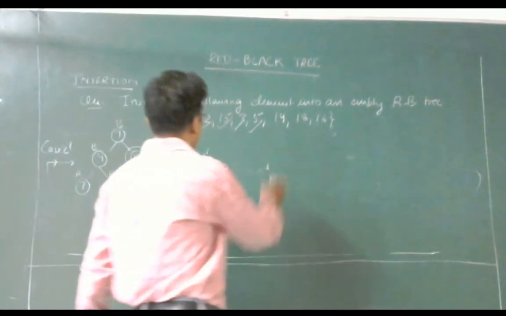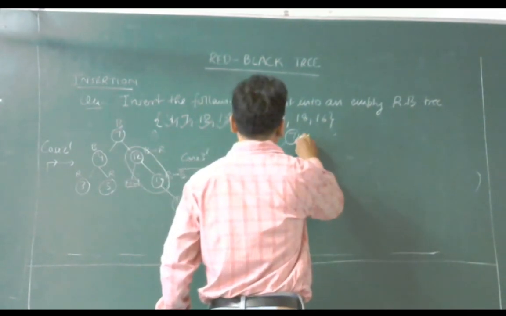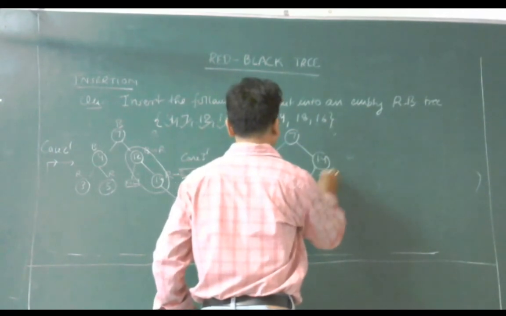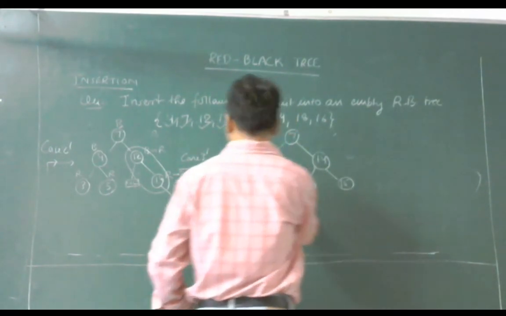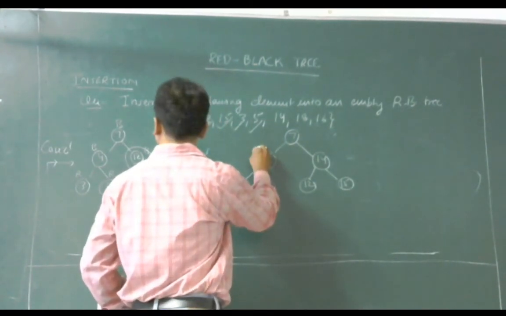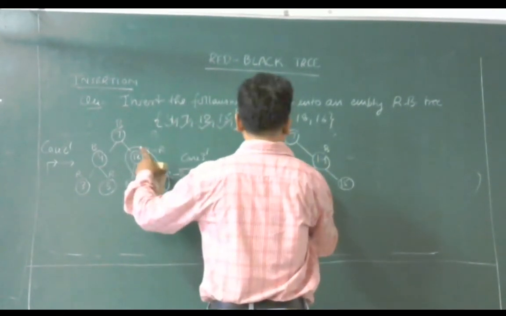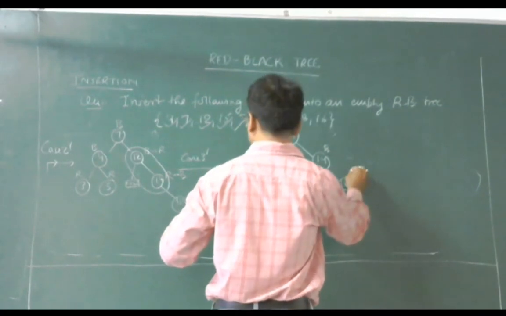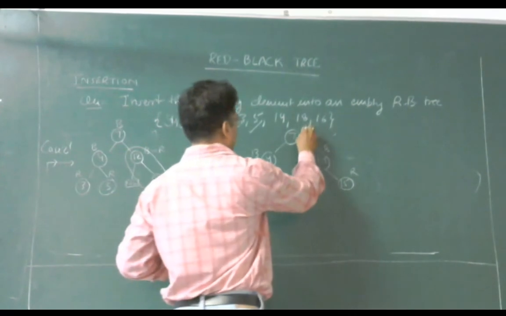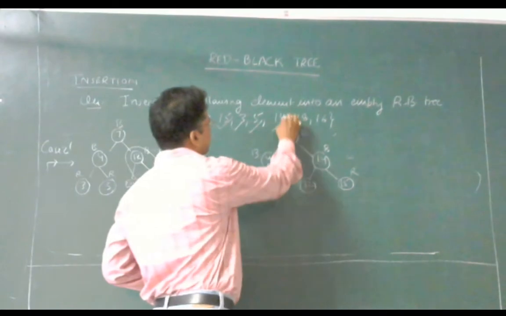Yes, after this, 7, 4, 14, 12, 15, and here 3 and 5. This one is of black color. 14 has turned into black, and 12 has turned into red, and this is of red color, and these are also of red color, and the root node is of black color. Now 14 has been inserted.